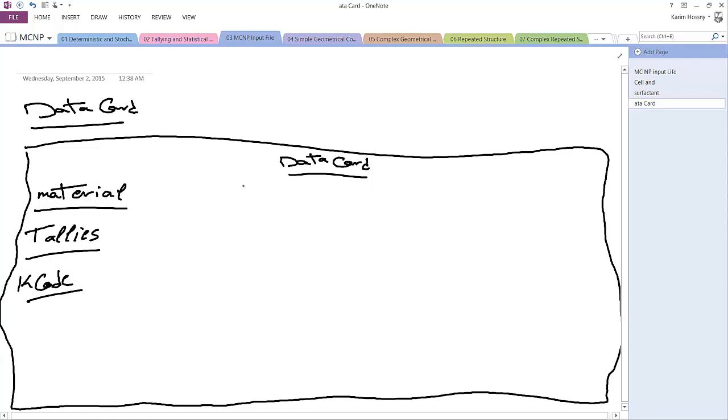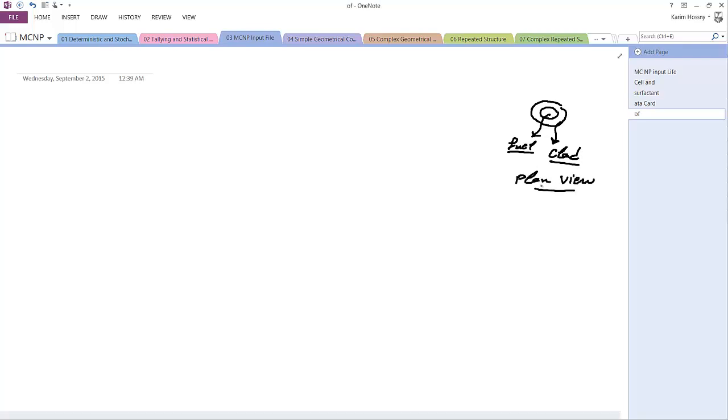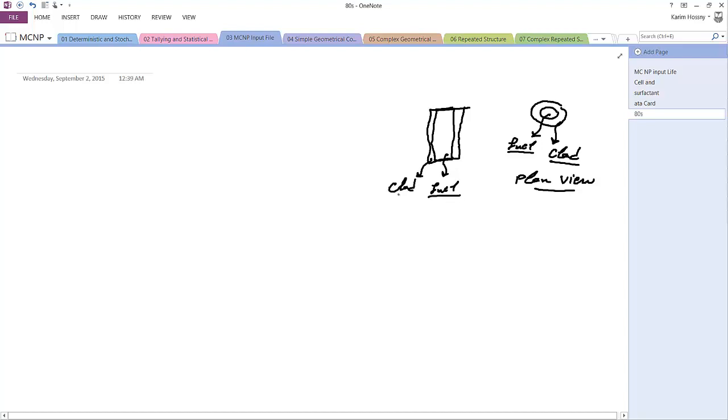Then let's have a simple example about a fuel rod. What does a fuel rod look like? We can simplify it as a fuel and clad. This is a plan view. And considering the elevation view, here it is: fuel and clad.